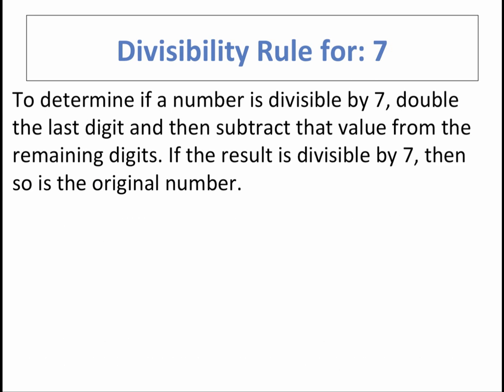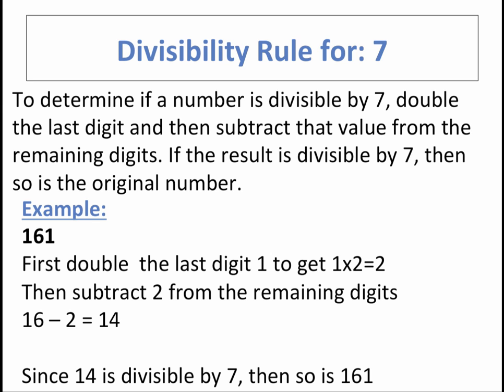The divisibility rule for 7 is the first one that will take a little while to practice before you get it down pat. I'll go through the example to help you through the process before just stating the rule. Take a number like 161. The first thing we're going to do is double the last digit. So in this case, we double the last digit, 1, to make it 2. Then we're going to subtract that number from the remaining digits in the larger number. In this case, 16 minus 2 gives me 14.